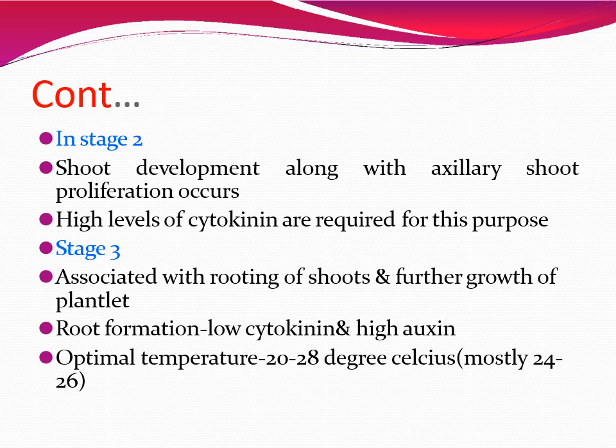In case of stage 3, it is associated with rooting of shoots and further growth of plantlet. For root formation, low cytokinin and high auxin will be added. And the optimal temperature should be around 20 to 28 degrees Celsius. Mostly 24 to 26 degrees Celsius should be maintained.